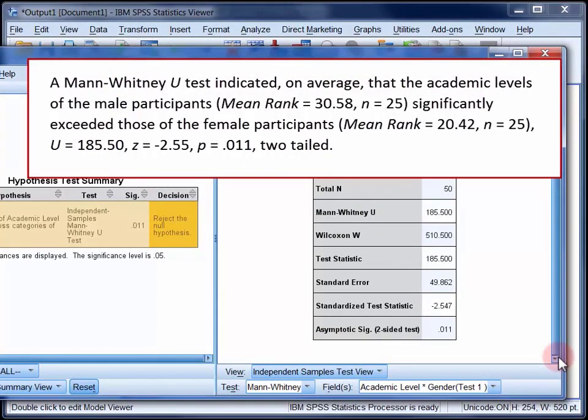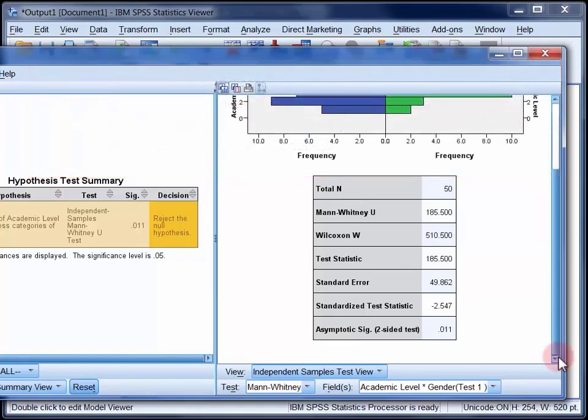A Mann-Whitney U test indicated on average that the academic levels of the male participants significantly exceeded those of the female participants. Additionally, you should also report an effect size and the results of your assumption tests. And information on how to do this is provided in StatHand.